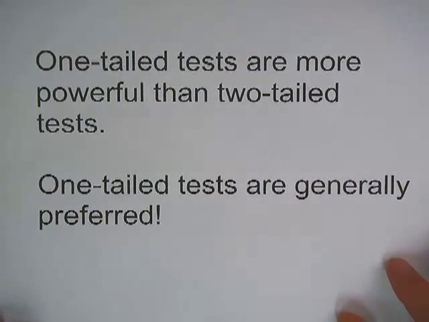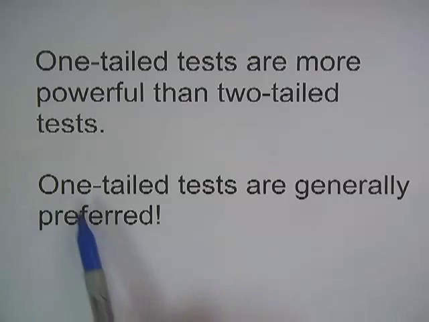Alright, so one-tailed tests are more powerful than two-tailed tests. It's more powerful to say that something is greater than an assumed value or something is less than an assumed value rather than just different. So it's a stronger statement to say greater than or less than rather than just different. Because of that, one-tailed tests are generally preferred.